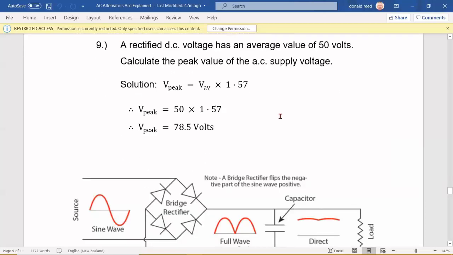A rectified DC voltage has an average value of 50 volts. Calculate the peak value of the AC supply voltage. Solution: V peak equals V average multiplied by 1.57. So V peak equals 50 multiplied by 1.57, so we have 78.5 volts.